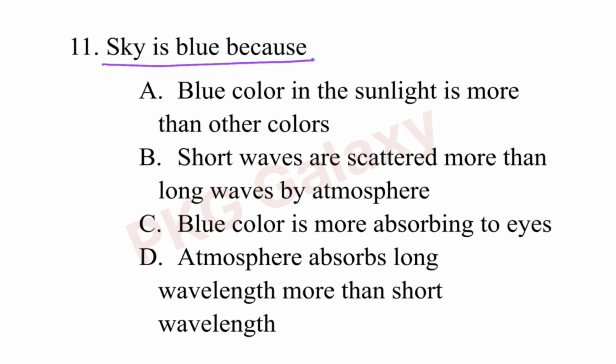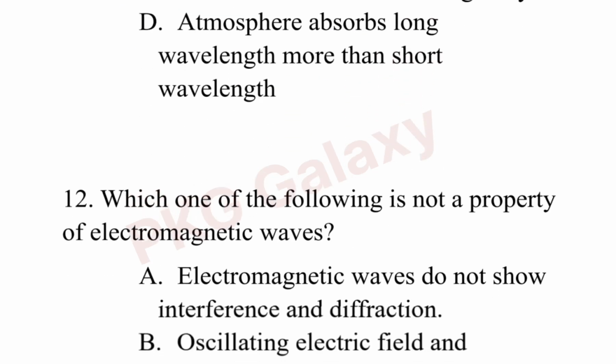Sky is blue because option A, blue color in the sunlight is more than the others. Option B, short waves are scattered more than long waves by atmosphere. Option C, blue color is more absorbing to eyes. And option D, atmosphere absorbs long wavelength more than the short wavelength. The correct answer is option B. Short waves are scattered more than the long waves by atmosphere. Okay, next question.